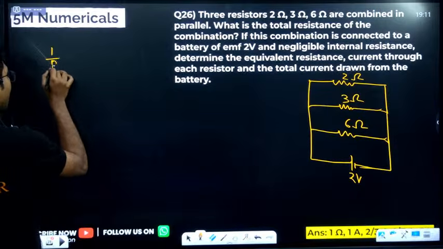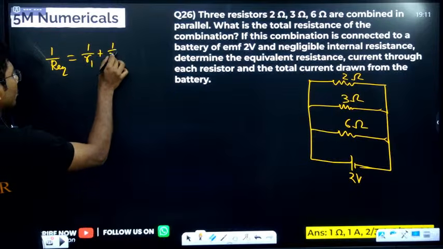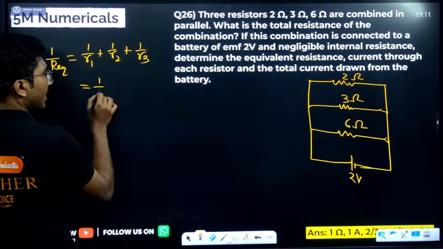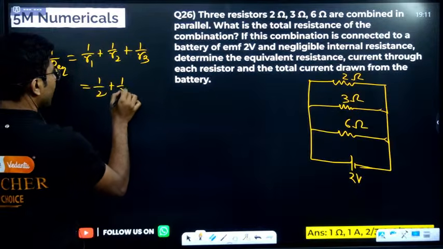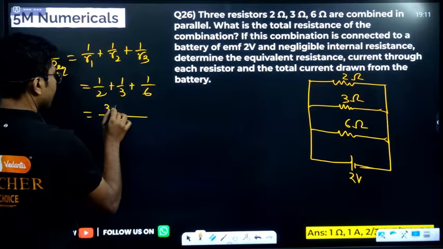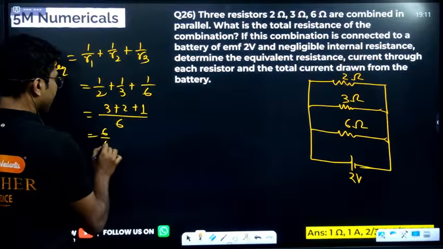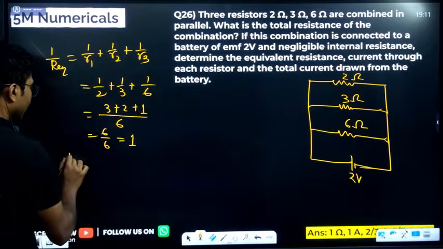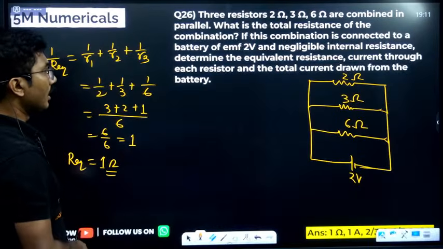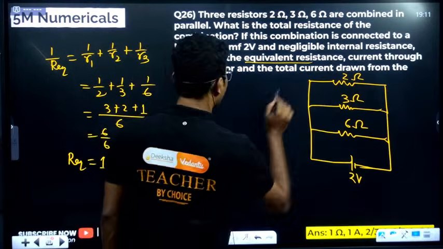1 upon R equivalent equals 1 by R1 plus 1 by R2 plus 1 by R3. Easy, right? So that is 1 by 2 plus 1 by 3 plus 1 by 6. LCM is 6. So 3 plus 2 plus 1, so 6 upon 6, that is 1. So R equivalent equals 1 ohm. Okay, so the first part is done. Equivalent resistance is 1 ohm.